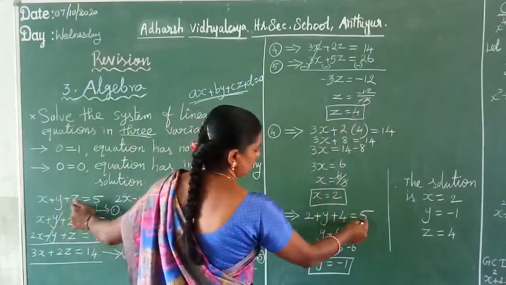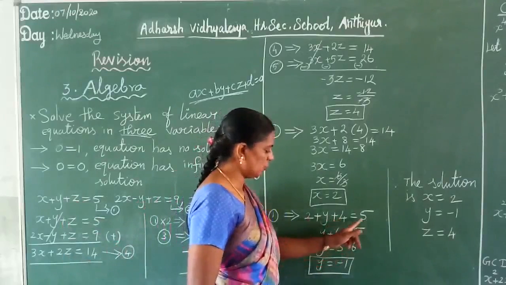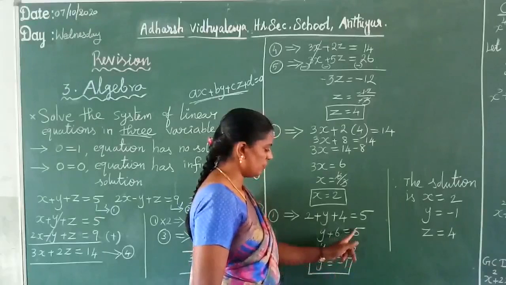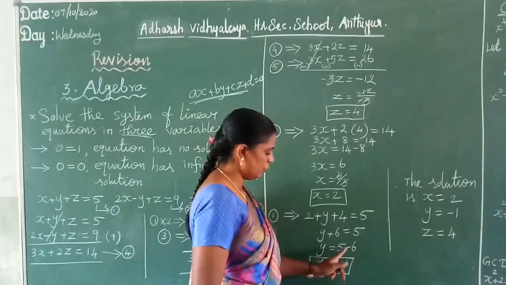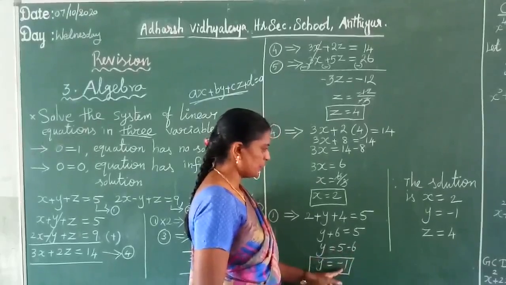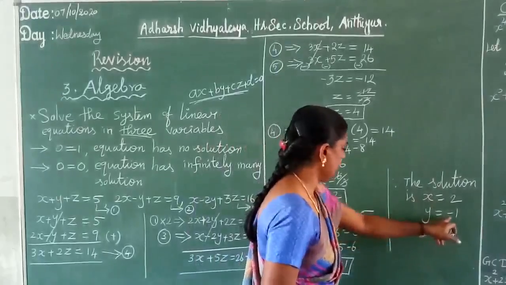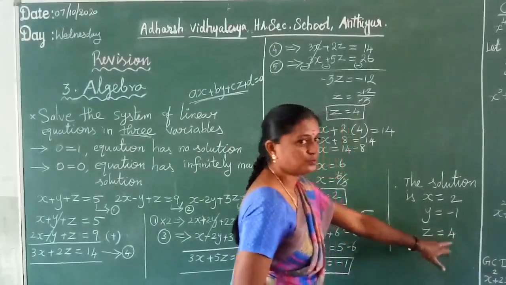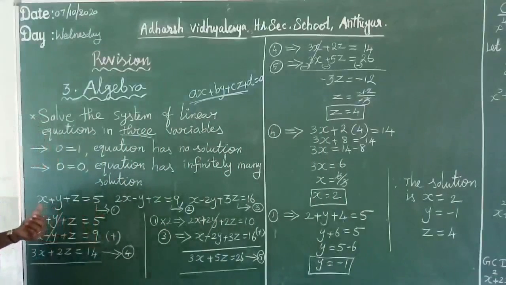Z equal to 4, and 2 plus 4 is 6. So y plus 6 equal to 5. Y equal to 5 minus 6, so y equal to minus 1. At last we get the solution: x value 2, y value minus 1, z equal to 4. So the three values you get: x answer, y answer and z answer.